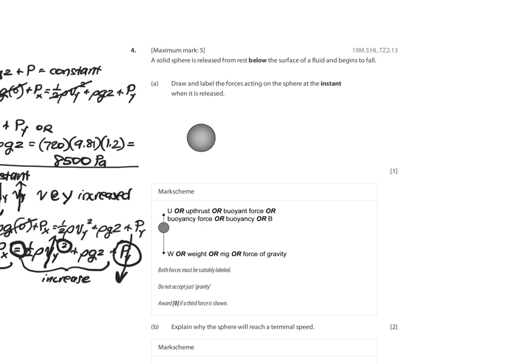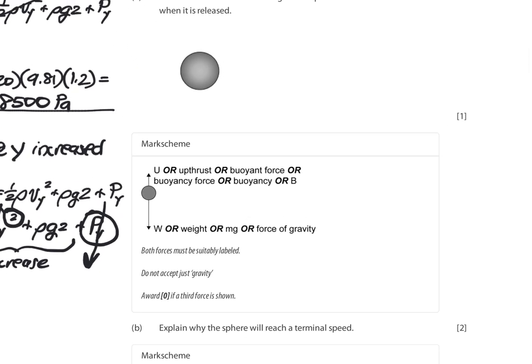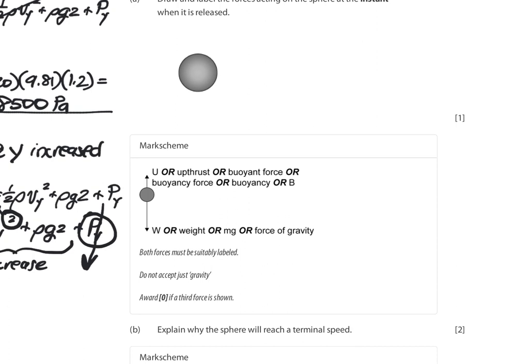So 4 is talking about this sphere that is released into a fluid, and it says draw and label the forces acting on the sphere. And so the mark scheme kind of does that pretty well. Now, one thing that I want you to notice, they say the instant the sphere is released, and at that instant it's released, it's not moving. Of course, it starts to accelerate, but the instant it's released, it's not moving. So since there's no velocity, there's no drag force, you have to be moving to have a drag force.